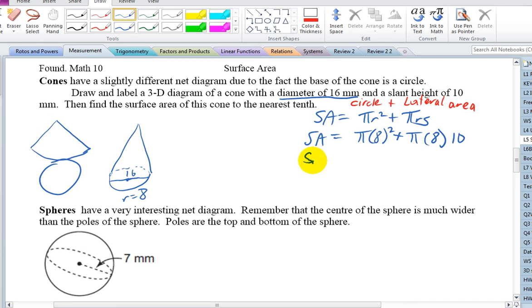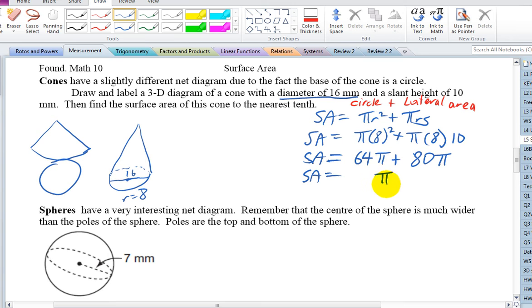So what we do is we use our algebra here. We want to know what's 8 times 8. That's 64. So we have 64 pi's at the front, or 64 times pi. Leave it as 64 pi. On the back, we have 80 pi. So we do our multiplication, and we write our numbers in front. Then we add them up.